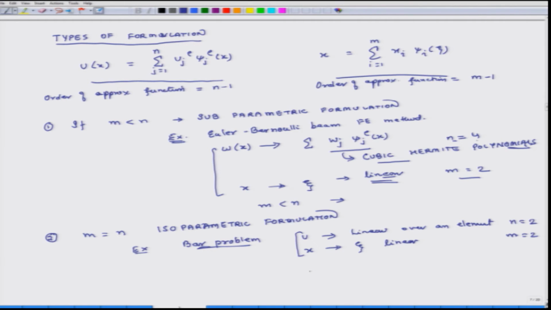The other scenario could be that U is quadratic over the element. I can assume that. Then n is equal to 3, and I can consciously choose the x to zeta transformation as a quadratic transformation. There is nothing which stops me. Then m is equal to 3. So if this is the situation, then it is again isoparametric formulation, and so on and so forth.